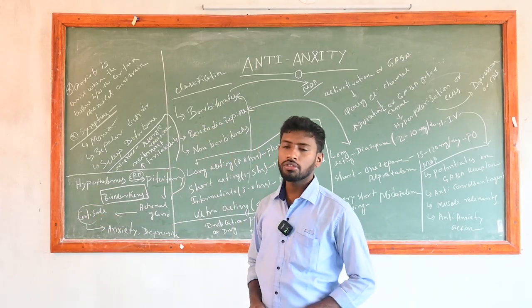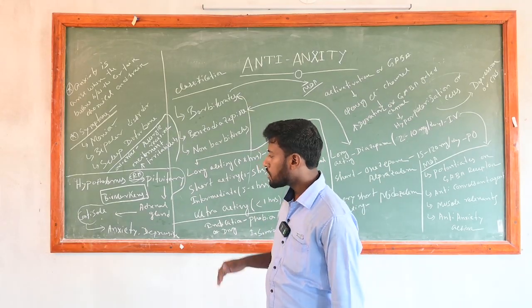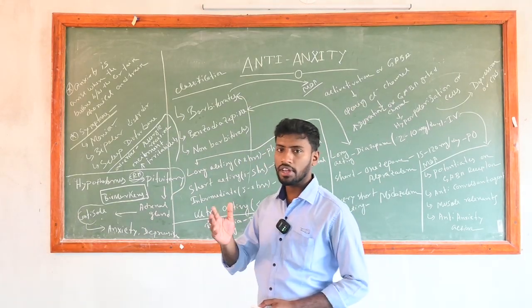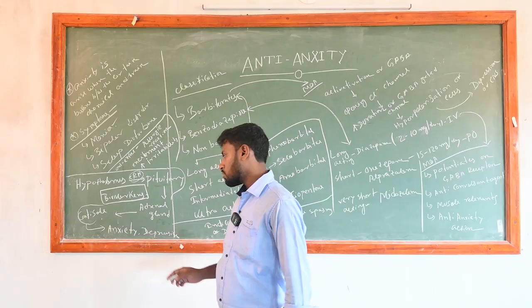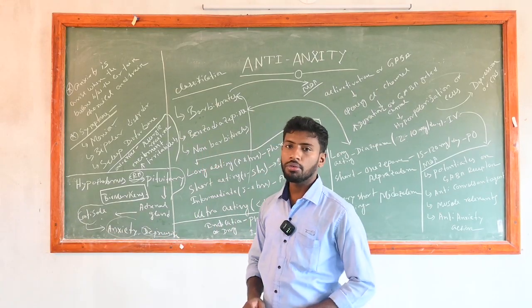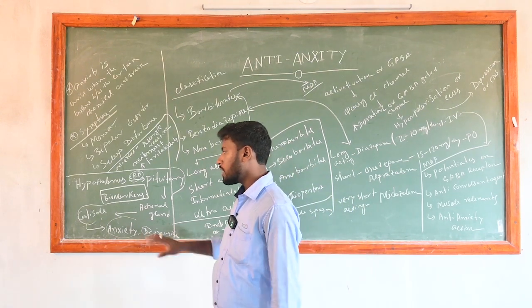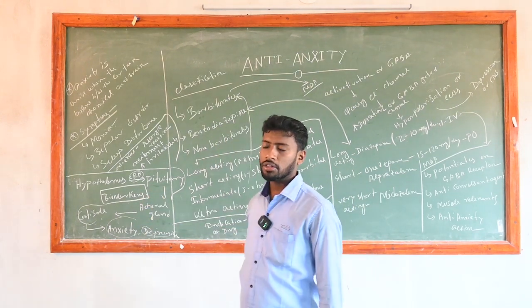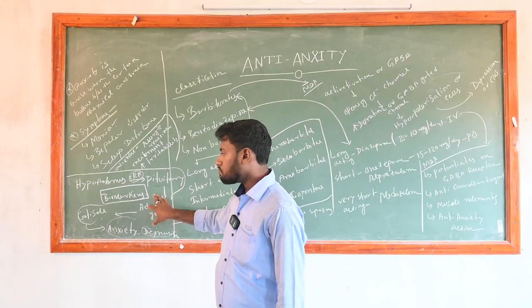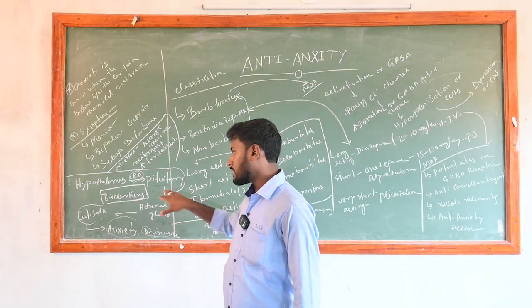So, what is the cortisol hormone? Cortisol is a stress hormone. When the secretion of cortisol increases in our body, anxiety or depression comes into our mind and body. That is the most important biomarker of anxiety, relevant to anti-anxiety drugs.